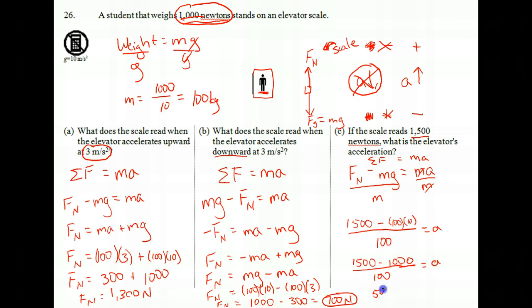So that would be 500 divided by 100, which is 5 meters per second squared, and that is our acceleration of that object.